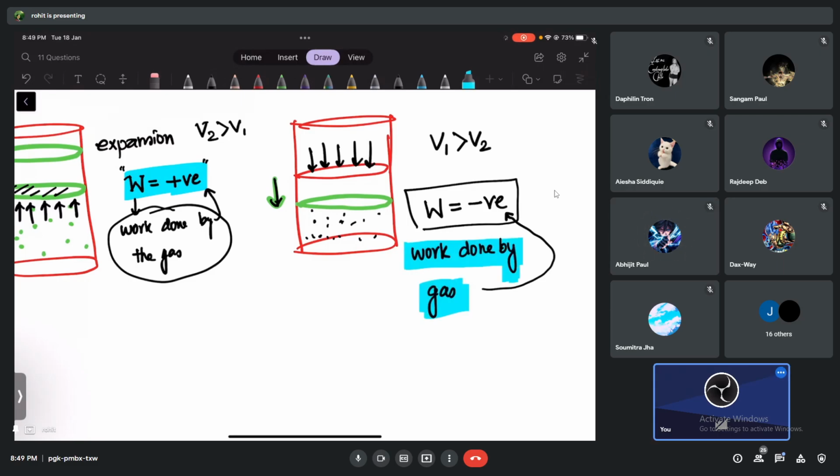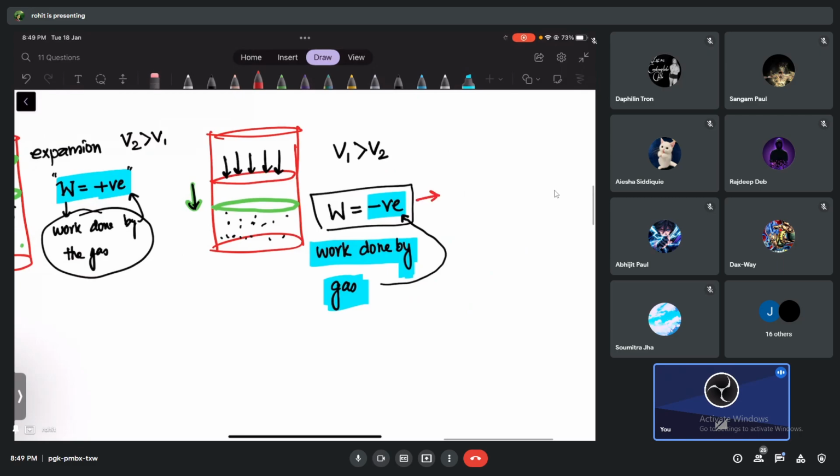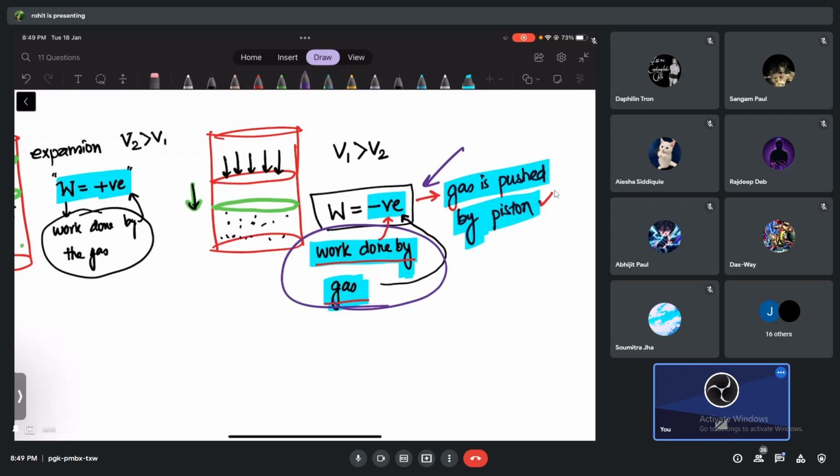But I have to read it how, guys? I have to call it work done by the gas, and I have to say it is negative. But indirectly it means the gas is pushed by the piston. Are you clear with this idea, guys? I have to read it as work done by the gas, and if it is found to be negative, it represents that the gas is not pushing the piston, but the piston is pushing the gas. But I have to speak like this. I think you got my point.